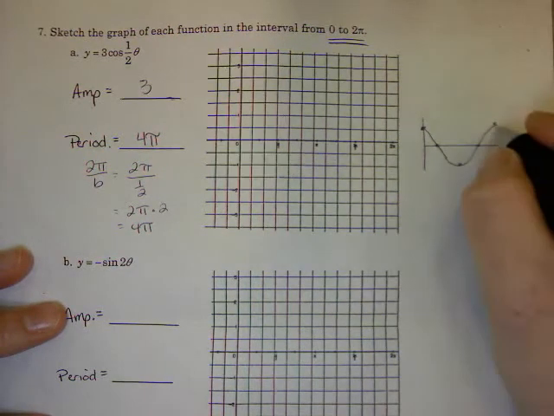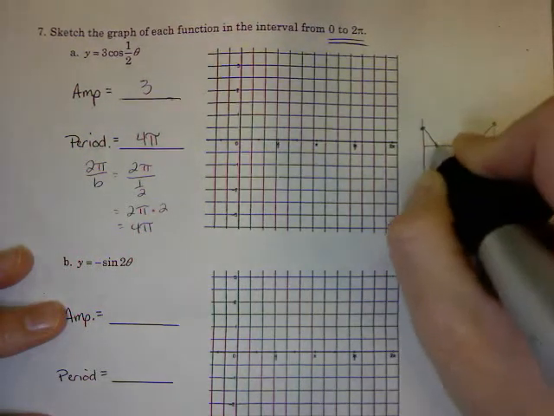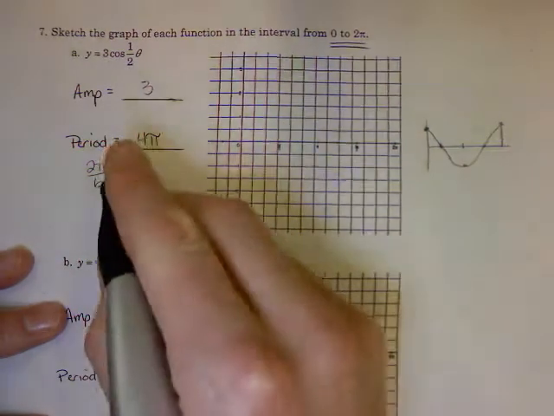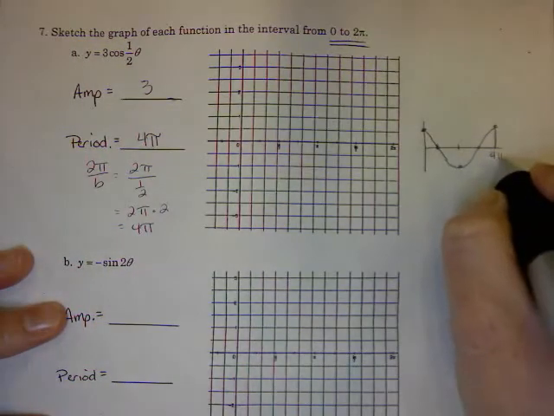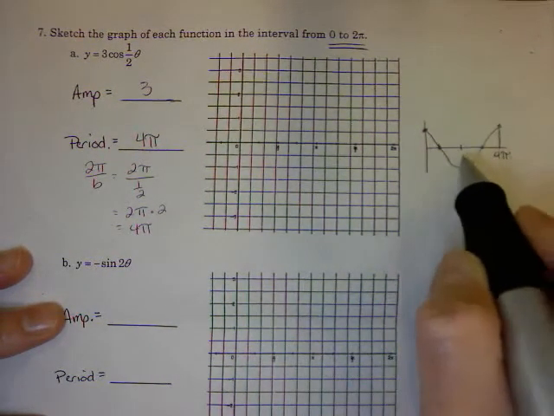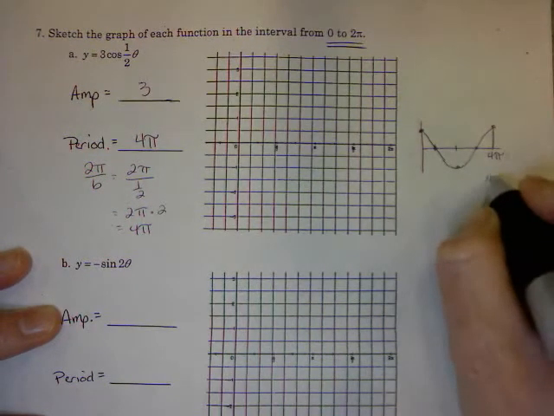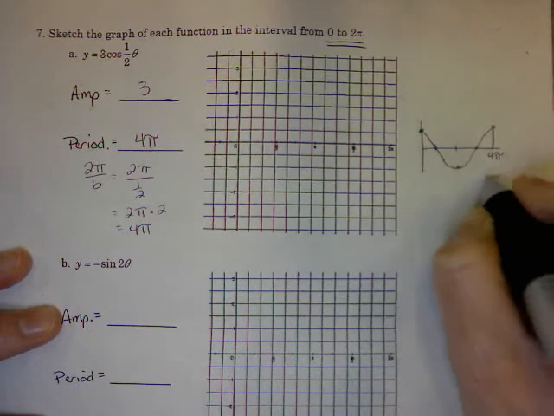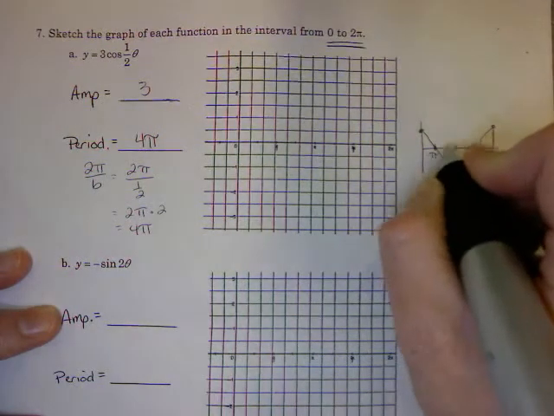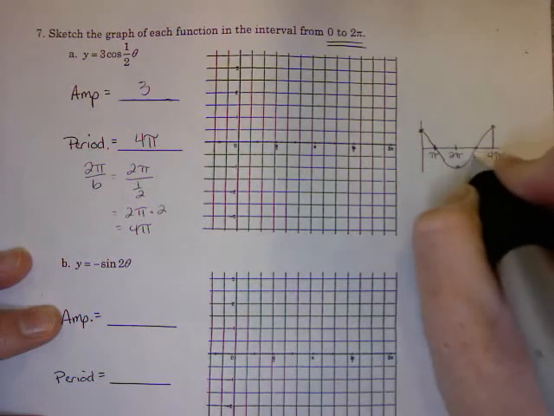Now, notice this breaks into 4 equal intervals. 1, 2, 3, 4. To get this point where it ends, we already found it. It's the period, which is 4 pi. Since these are equal intervals, we can find each interval by taking the period and dividing it by 4. So 4 pi divided by 4 is just pi. So this would be at pi, this would be pi, another pi, so pi plus pi is 2 pi, and this would be 3 pi.